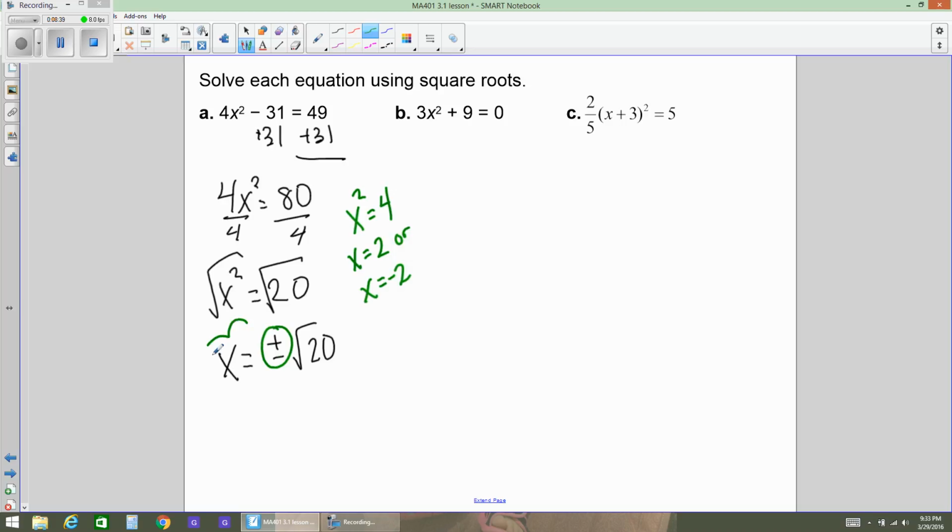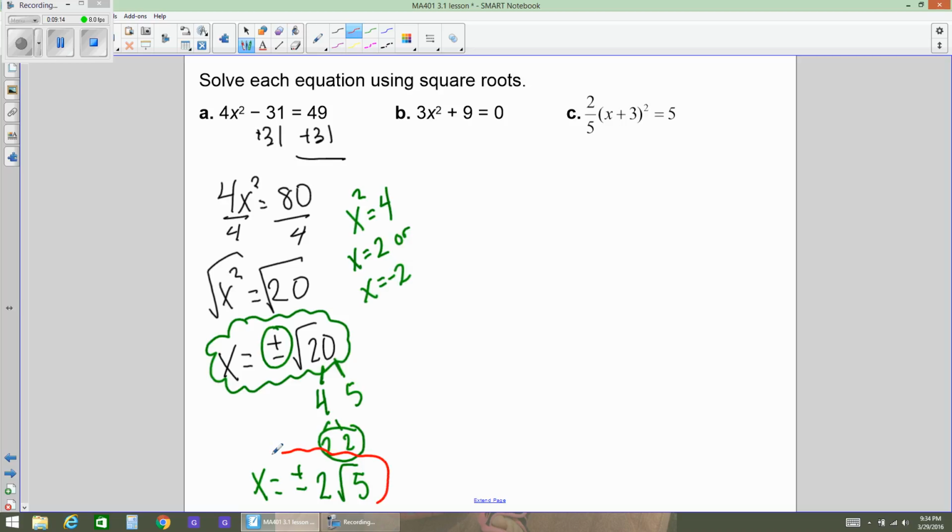Now, this answer, although it's lovely, is not done yet. You've got to go back to Algebra 1 in your mind here and make those trees and break down that 20, because 20 is 4 times 5 and 4 is 2 times 2. So this answer is actually x equals plus or minus 2 radical 5. And that is our final answer, solving using square roots.